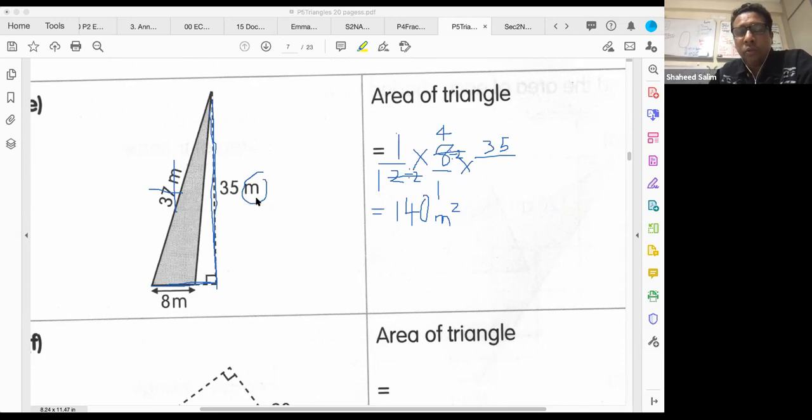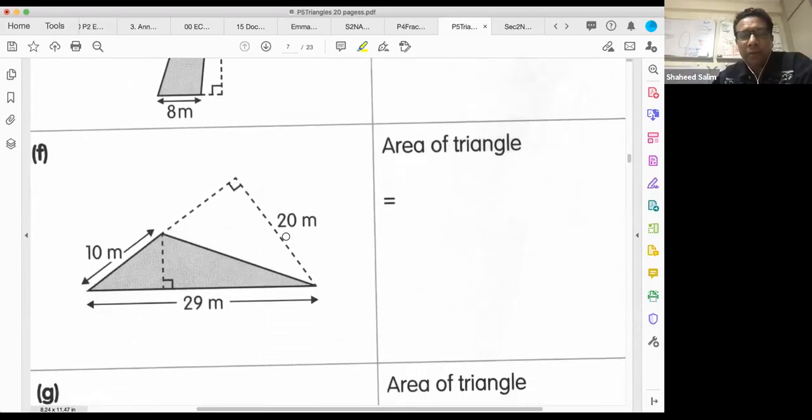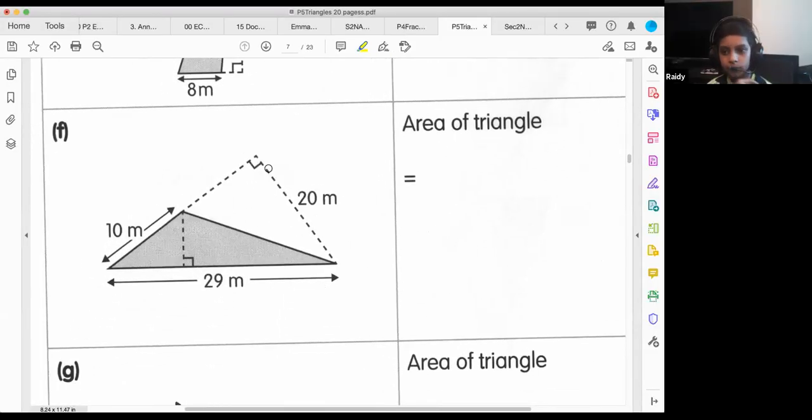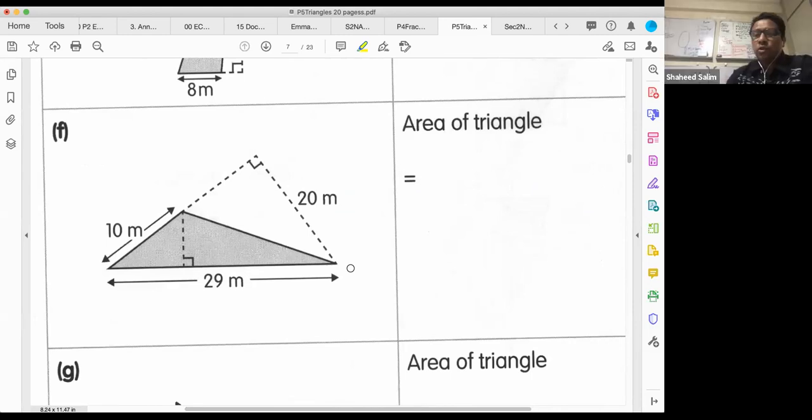Next one, one of the numbers you don't need to use, you can cancel out. So we ask Sheikh Akil now, which number do we cancel out? 10, 29, or 20? You must choose the two numbers that meet at 90 degrees. One of them doesn't meet. Akil, which one doesn't meet at 90 degrees? Which number can we cancel out?